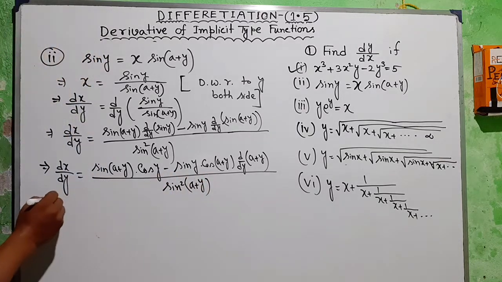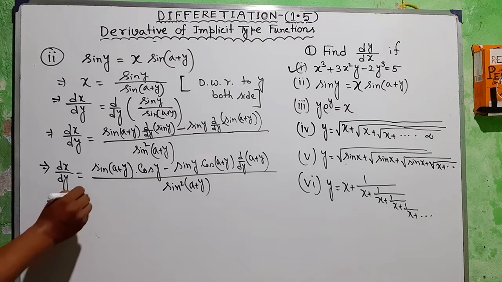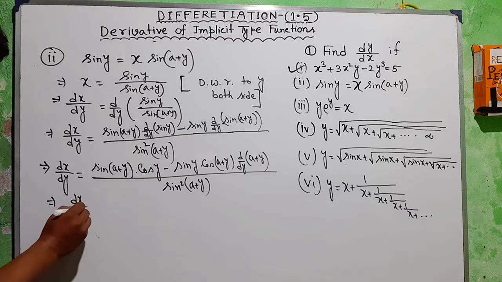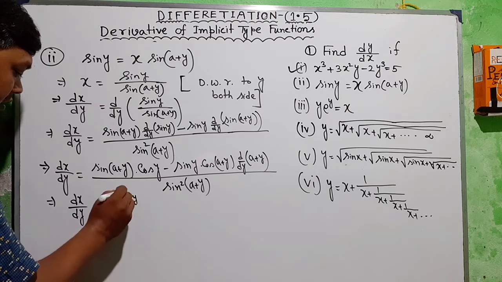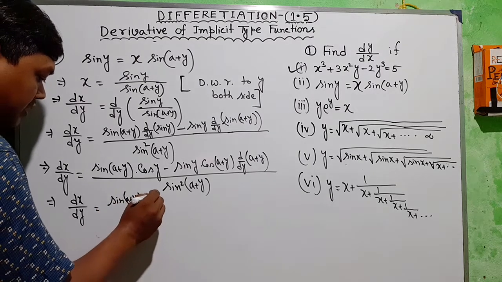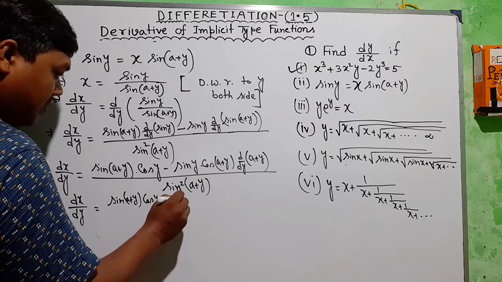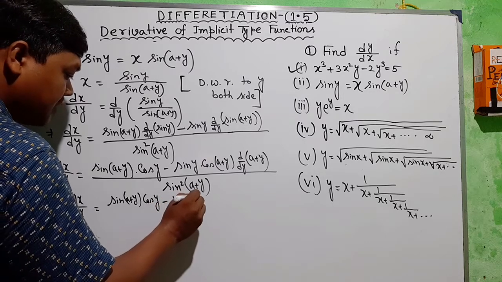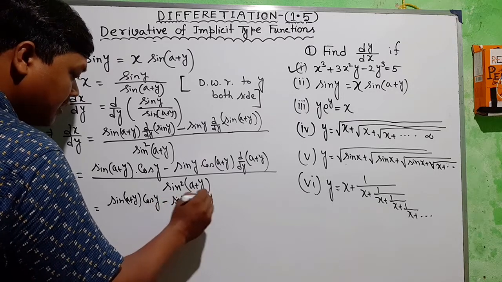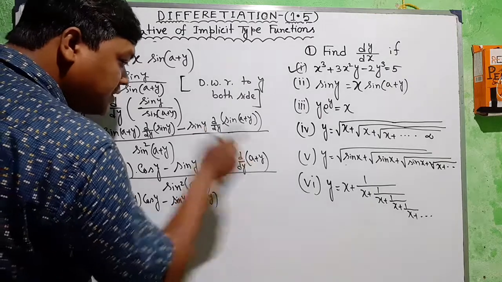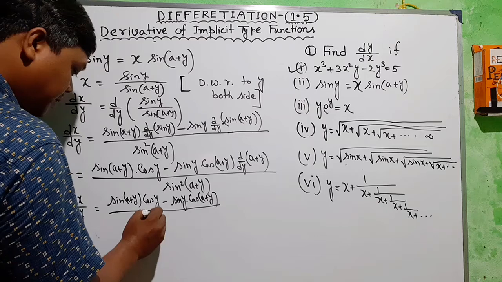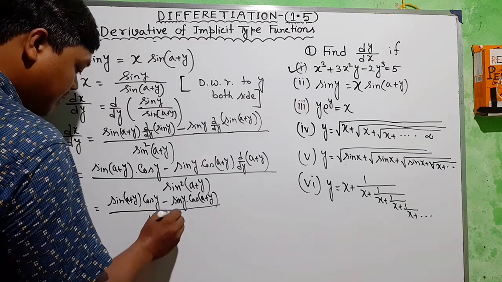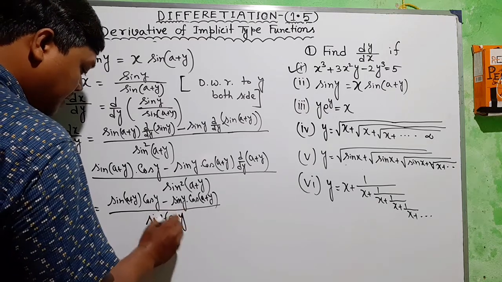Clear? So dx/dy equals sin(a+y) cosine y minus sin y into cosine(a+y), and the derivative of this is 0, this is 1, so 0 plus 1, that is 1, by sin²(a+y).